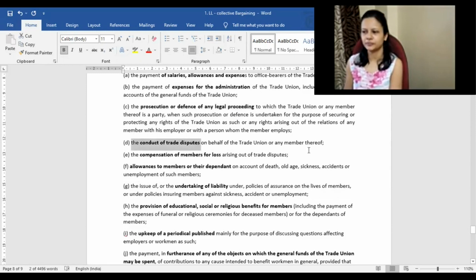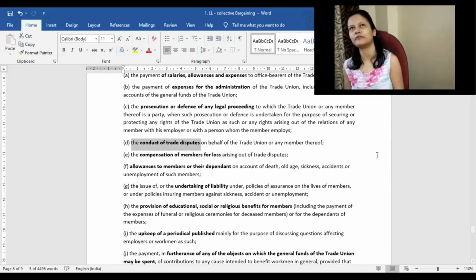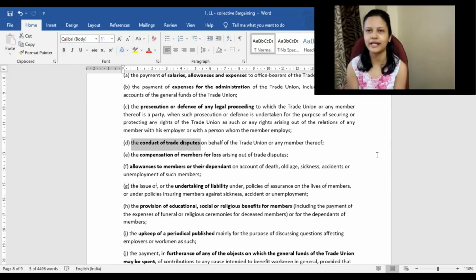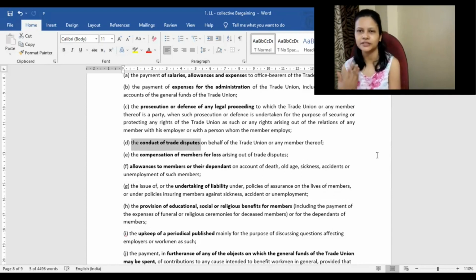Conduct of trade dispute on behalf of trade union or any members thereof. For any sort of dispute also, whatever is needed, whatever is required, right? For collective bargaining, we saw, right? There are so many steps that are being followed. First of all, selecting a person who would represent, noting down all the points. And in that process, when they are organizing some meetings, everyone is coming together, giving their inputs and stuff. There, whatever is needed, those also will be utilized from the general fund itself.